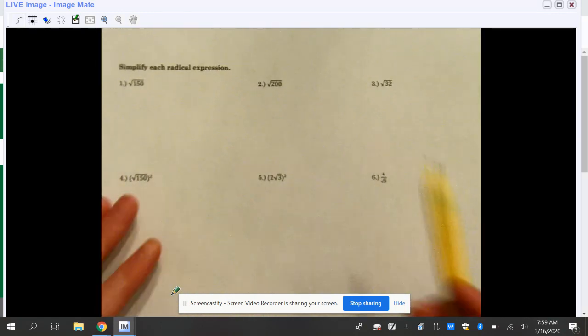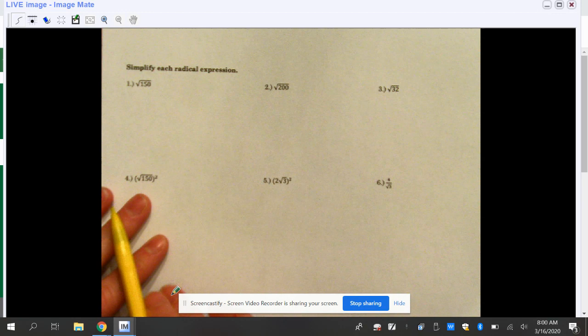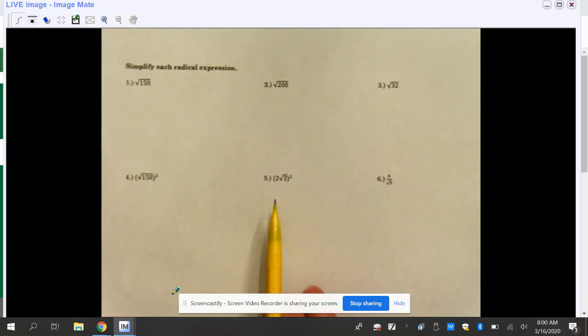Before we get to a couple of these examples, I actually want to start with simplifying each radical expression. I put a couple of basic radicals and then some where we have to square it. And then this is something called rationalizing the denominator, which is something we're going to have to do as we progress during the rest of this unit.